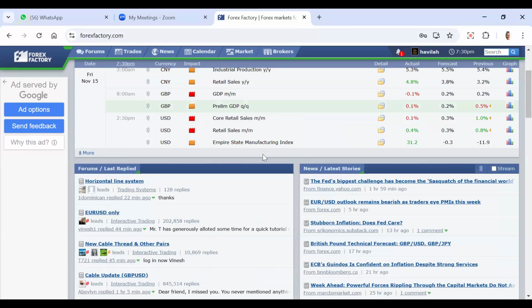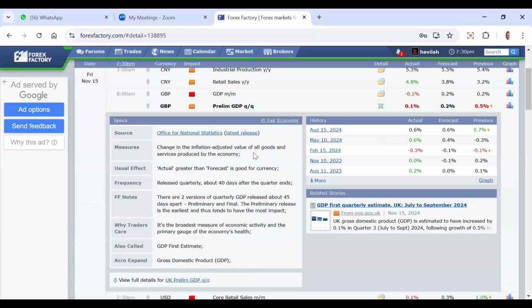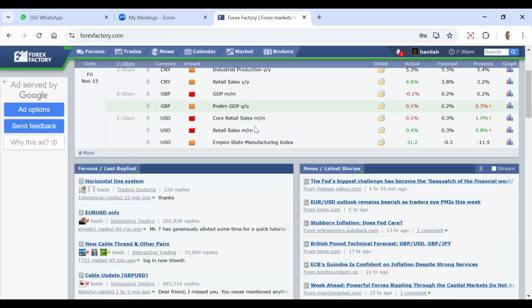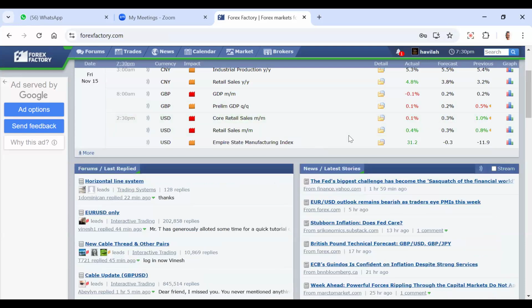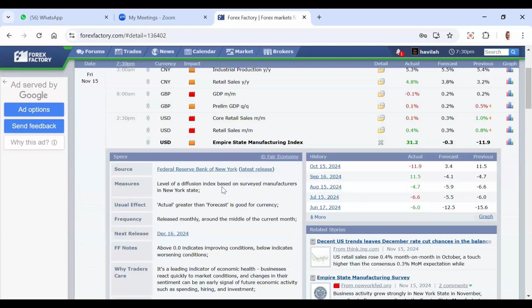Let's look at prelim GDP. It is the change in the inflation adjusted value of all goods and services produced by the economy. Again, actual greater than forecast is good for currency. Let's look at the dollar core retail sales. Change in the total value of sales at the retail level, excluding automobiles. Actual greater than forecast is good for currency. Let's look at Empire State Manufacturing Index. Level of a diffusion index based on surveyed manufacturers in New York State. Actual greater than forecast is good for the currency.